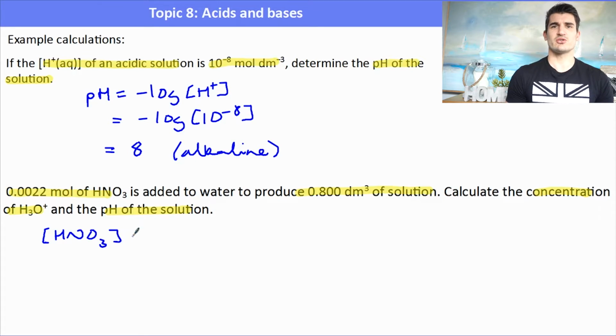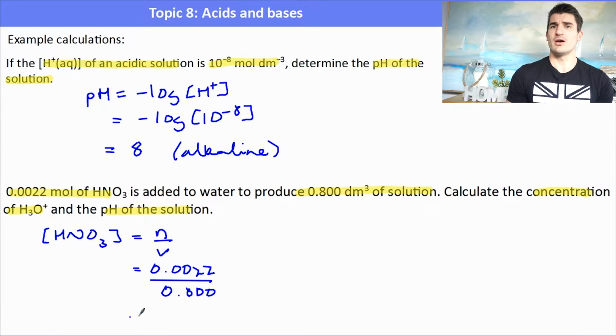The first thing we need to do is calculate the concentration of the HNO3. We've been given the number of moles, we've been given the volume, so let's use the concentration formula, moles over volume. It was in decimeters cubed, so we don't need to change that. So we can determine the concentration of the solution.